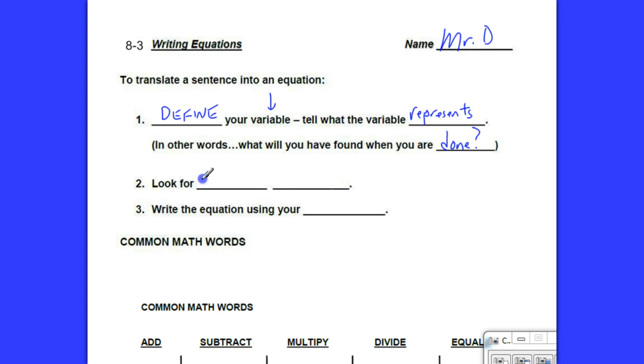After you do that, and you've read it a couple of times, you need to look for math words or phrases in the problem that can be translated into an equation. If you do that, you might notice it starts to become a more simple process. And then from there, you write an equation using the variable that you defined in the first step. So that's it: define your variable, look for math words, and then get the equation written.